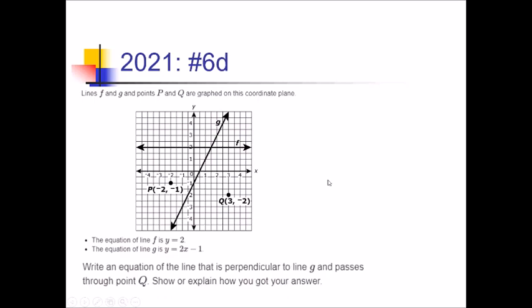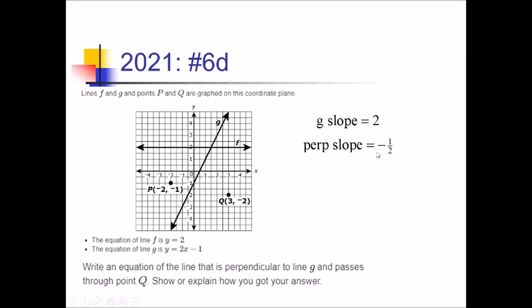For part D, they want a line that's perpendicular to line G and goes through point Q. This is in some ways easier or trickier, I guess, depending on what you're ready for with this perpendicular stuff. We can't just do a vertical line again like we did for part C. Now, because we have a slope here that's not horizontal, we need to take the opposite reciprocal of whatever the slope of G is. So since the slope of G was 2, the opposite reciprocal of that is going to be negative 1/2. So negative 1/2 is going to be the perpendicular slope.